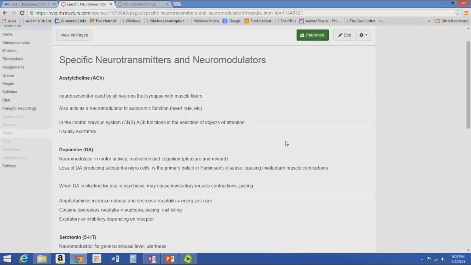So amphetamines increase the release of dopamine, and they decrease its reuptake. So it gives you more energy, more motivation. ADHD is often treated by low-dose amphetamines, and that actually increases the release of dopamine and decreases its reuptake. Kind of interesting. Cocaine also decreases the reuptake of dopamine, and dopamine can be excitatory or inhibitory depending on the receptor that it binds to.